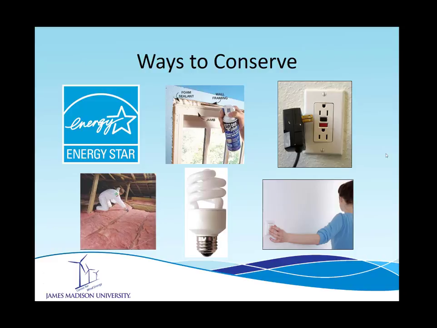So here's a couple of examples of how we can conserve energy. Energy Star appliances are appliances that use less energy to do the same job. That's what we call efficiency, high efficiency appliances. Things like computers, TVs, dishwashers, refrigerators, light bulbs. All of those things come in Energy Star products, which tell you that they're using the least amount of energy to do the same job.